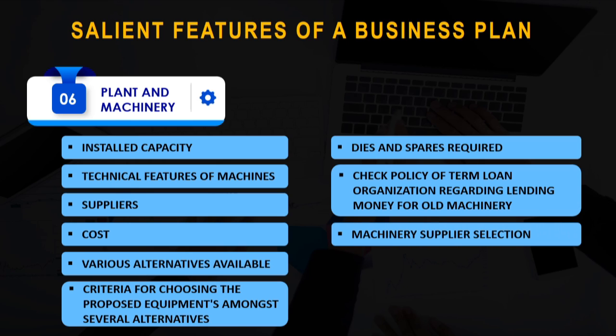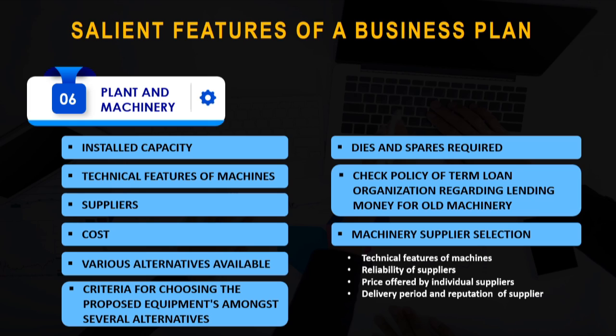Next is the machinery supplier selection. In this we will see the technical features of the machines, the reliability of the suppliers, the price offered by the suppliers, delivery period and the reputation of the suppliers, nature of warranties or performance guarantees offered, and the scope of after sales services. So, these are all very important considerations when looking for machinery suppliers.